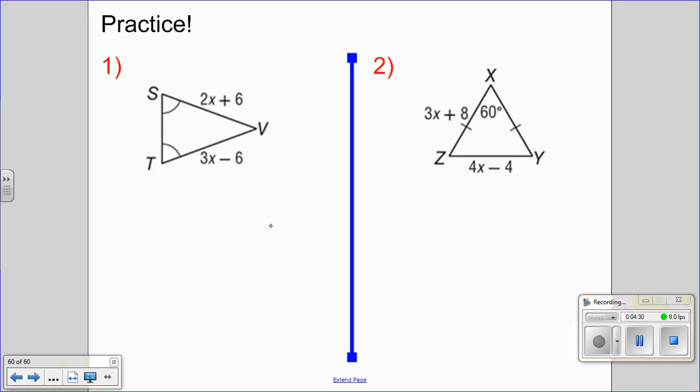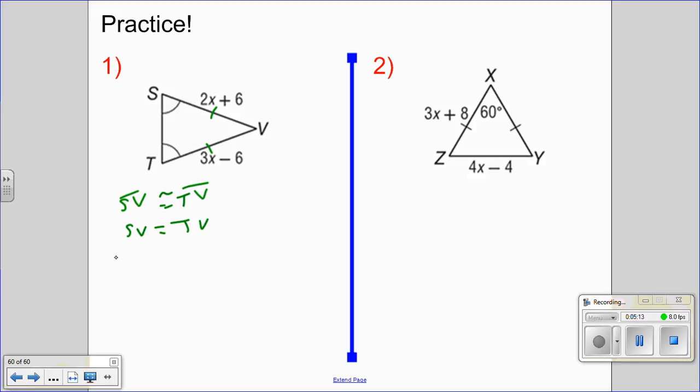So now let's practice with a few problems with either an isosceles or an equilateral triangle. In number 1, we have triangle STV. And since I see two congruent angles, that means that these two sides, SV, is congruent with TV, because they're across from the congruent base angles. So this is an isosceles triangle. So I know that SV is equal to TV.